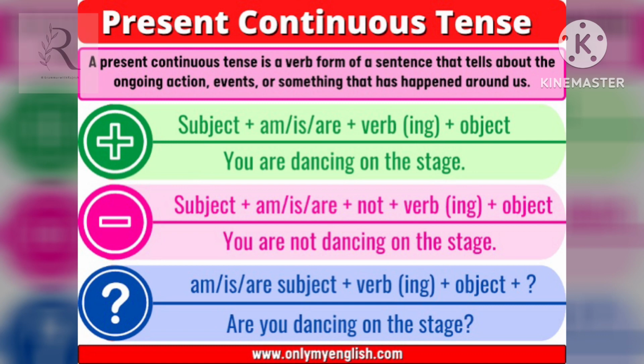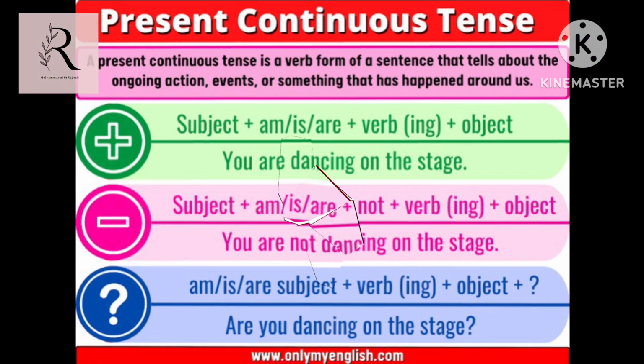Structure for the negative present continuous tense. Subject plus am, is, are plus not plus verb ing form plus object. Example for the negative present continuous tense: you are not dancing on the stage. Structure for the present continuous tense questions. Am, is, are plus subject plus verb ing form plus object plus question mark. Example for the present continuous tense questions: are you dancing on the stage?